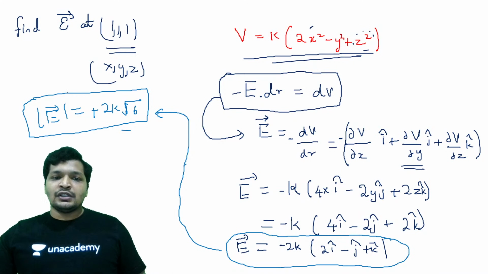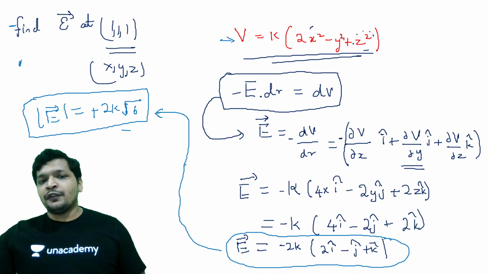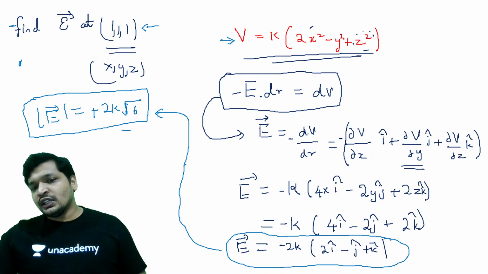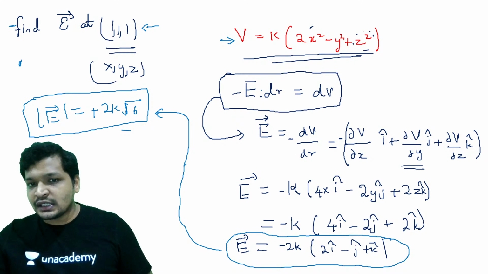Given in the question was some equation for potential, and what was asked to find out? The electric field. What did we do? We took minus E dot dr is equal to dV. Then we took differentiation of V with respect to r, which is the same thing.